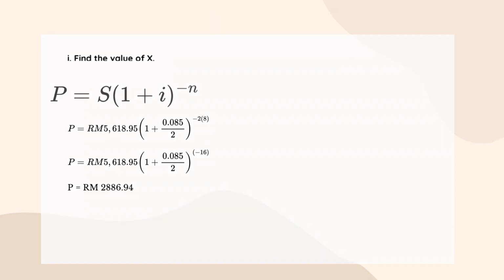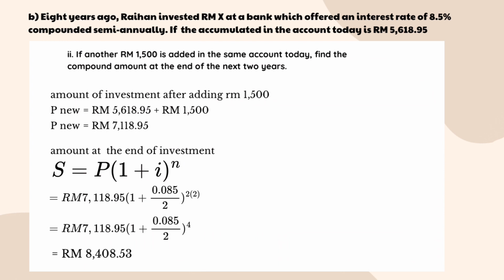So the answer is P equals RM2,886.95. Second, if another RM1,500 is added in the same account today, find the compound amount at the end of the next 2 years. There are two steps. The first step is the amount of investment after adding RM1,500. So here we are looking for new P equals RM5,618.95 plus 1,500, and the answer is RM7,118.95.